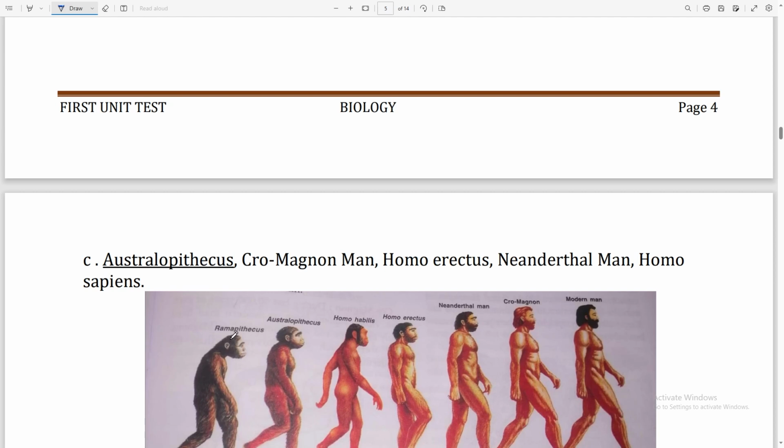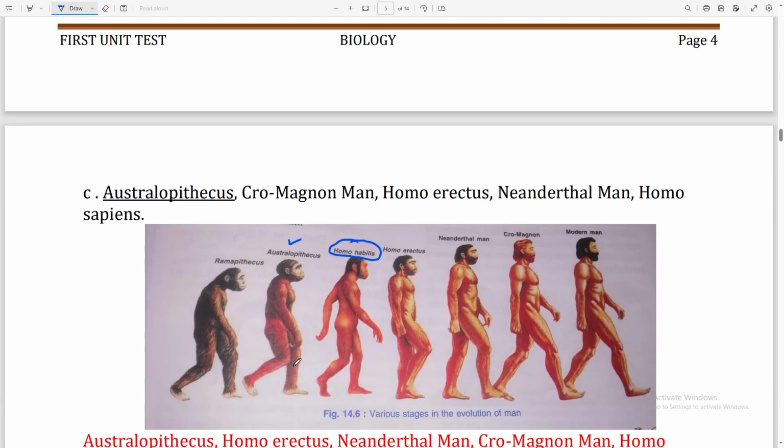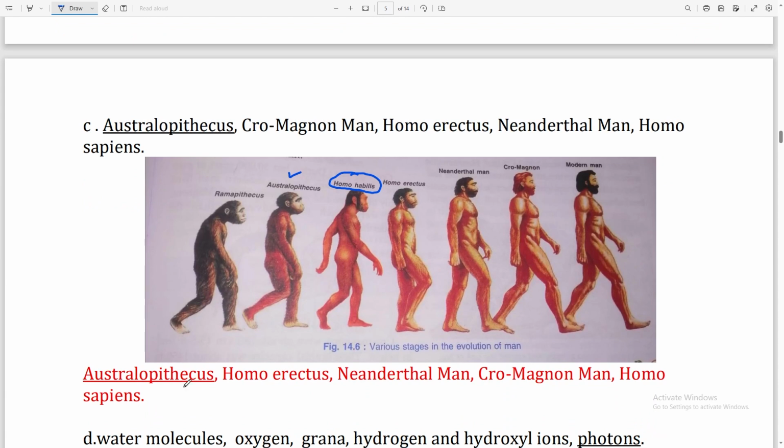The word Australopithecus is underlined. This is the sequence of the ancestors that begins from Ramapithecus, Australopithecus, Homo habilis, Homo erectus, Neanderthal man, Cro-Magnon and modern man. Here the logical sequence begins with Australopithecus, but we don't find the word Homo habilis. So we have to arrange all these ancestors accordingly. This is the answer: Australopithecus, Homo erectus, Neanderthal man, Cro-Magnon man, Homo sapiens.